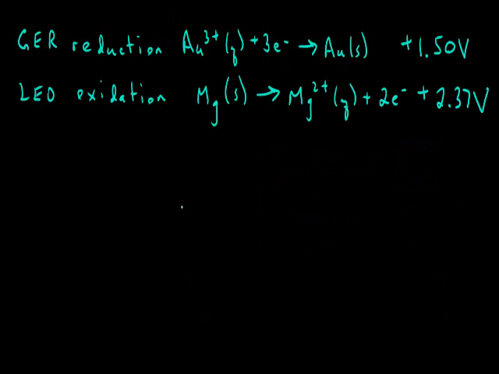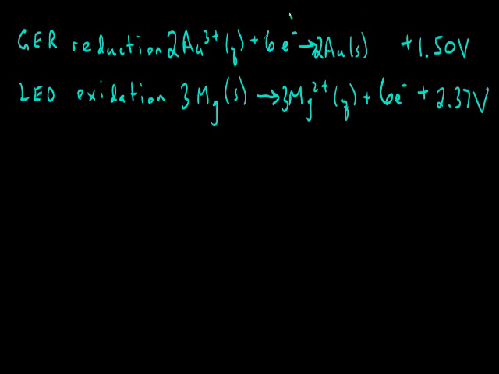Let's run through a sample calculation using the Nernst equation. Let's just pick 2 half reactions. Our GUR half reaction will be the reduction of gold ions to elemental gold, and the LEO half reaction is going to be the oxidation of magnesium solid to magnesium ions. Our first order of business, let's make sure we have the number of electrons being gained and lost balanced. We'll have to multiply the first half reaction by 2, and we'll multiply the second one by 3, which will give us 6 electrons being gained in the reduction, along with 6 electrons being lost in the oxidation half reaction.